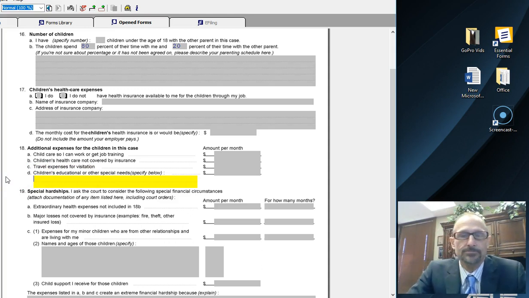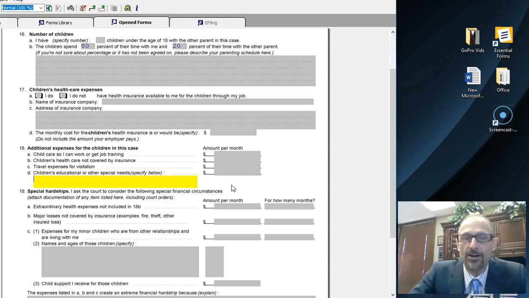19, special hardships. This is important, but rare. I ask the court to consider the following special financial circumstances, and you're going to want to attach documentation of any item that you list below here, including any court orders for monies to be paid.